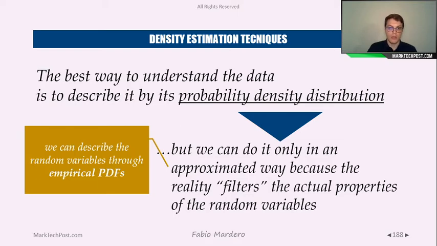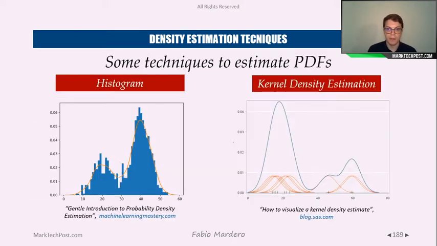The way we approximate the probability density distribution uses statistical inference. To do so, we will use empirical probability density distributions or probability distribution functions.